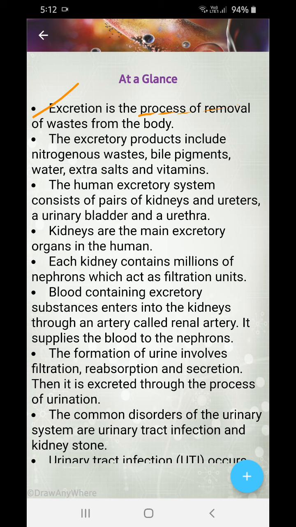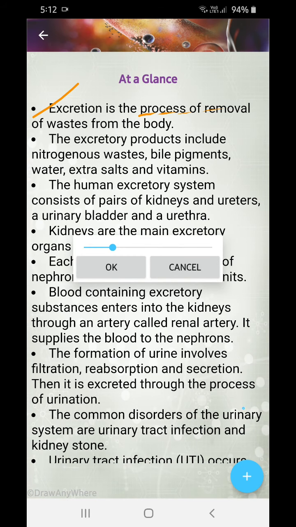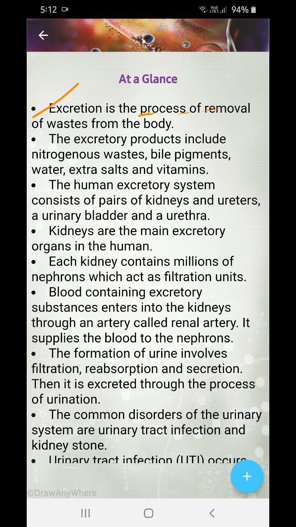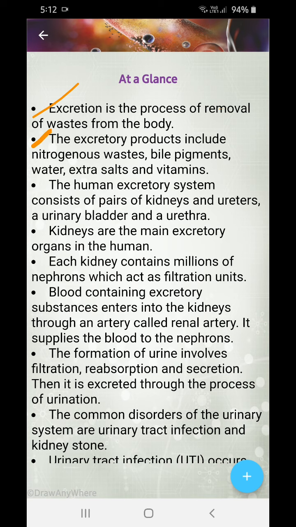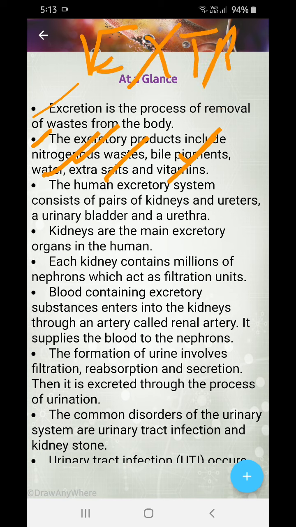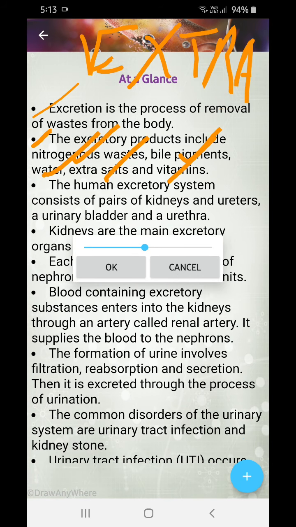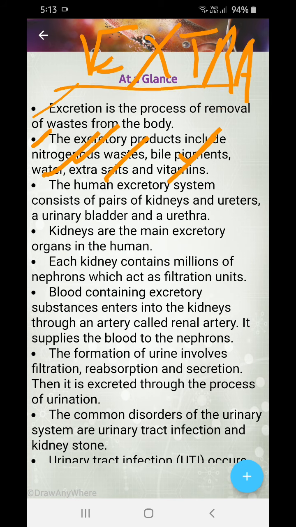Okay. So next is the excretory products. Now, what do they produce? The nitrogenous waste, the bile pigments, the water, the excess salts, and the vitamins. Everything that is extra is going out of the body through this system. Okay. Everything that is an extra thing.